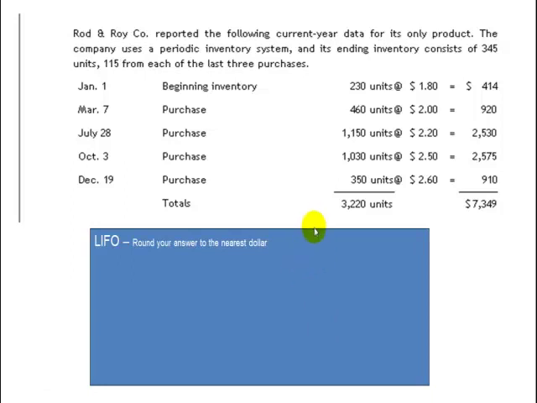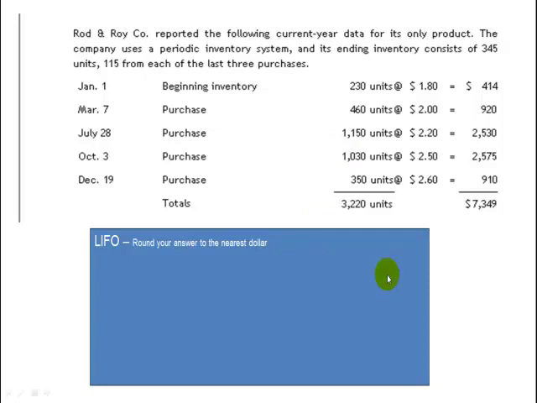LIFO: the last thing in is the first thing out the door. So these are the last pieces in, and so they're going to be sold. And then remember, I have 345 ending units. LIFO says the last thing in is the first thing out the door. So these are gone, these are gone, these are gone. And I have 115 of these left, and I have all 230 of these left if the last thing in was the first thing to go out the door. So that's what I have as my ending inventory.